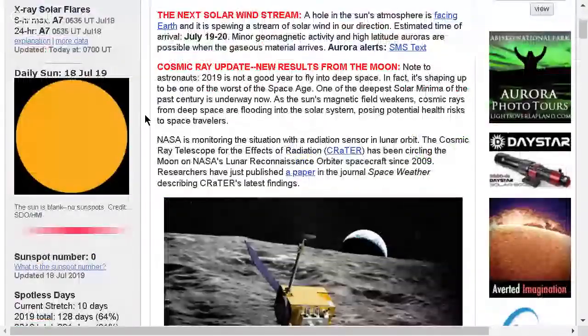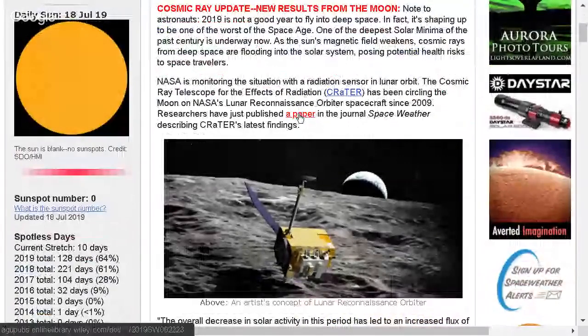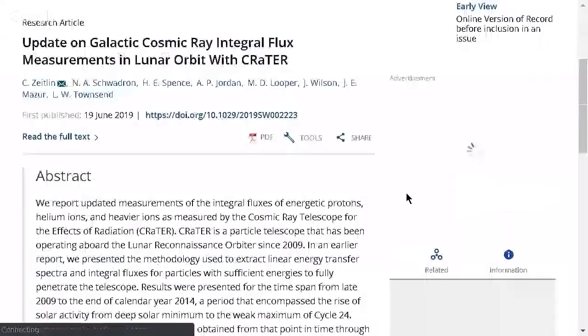Anyway, here's a paper in the journal Space Weather describing the findings. Let me read a quote.